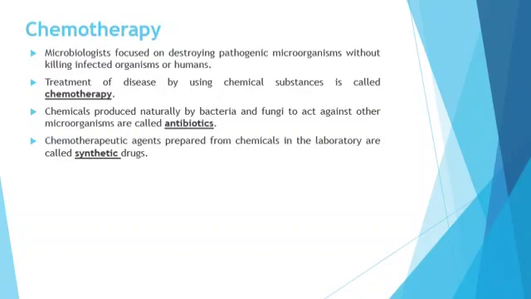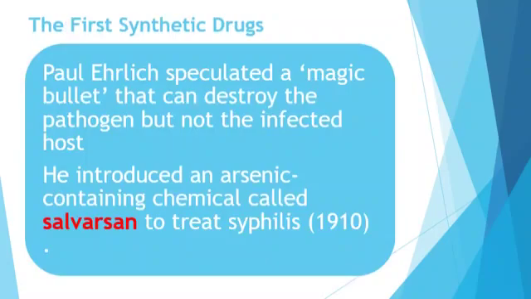Chemotherapeutic agents prepared from chemicals in the laboratory are called synthetic drugs. A synthetic drug is also used for prevention from bacteria or microorganisms. Here we have the first synthetic drug. Paul Ehrlich speculated about a magic bullet that could destroy the pathogens but not the infected host. He introduced an arsenic-containing chemical called salvarsan to treat syphilis.